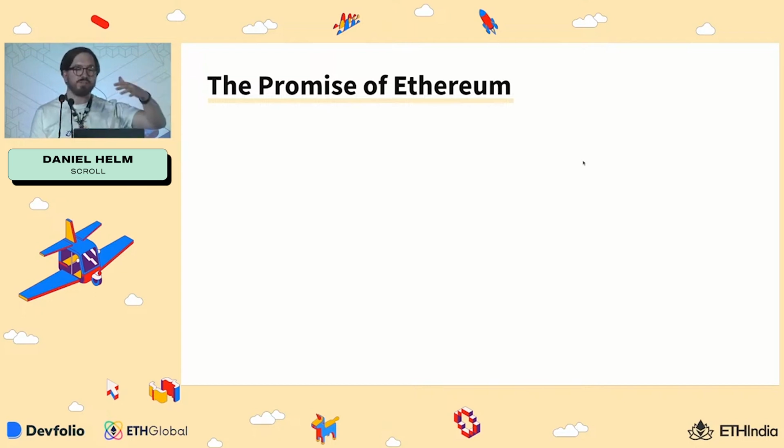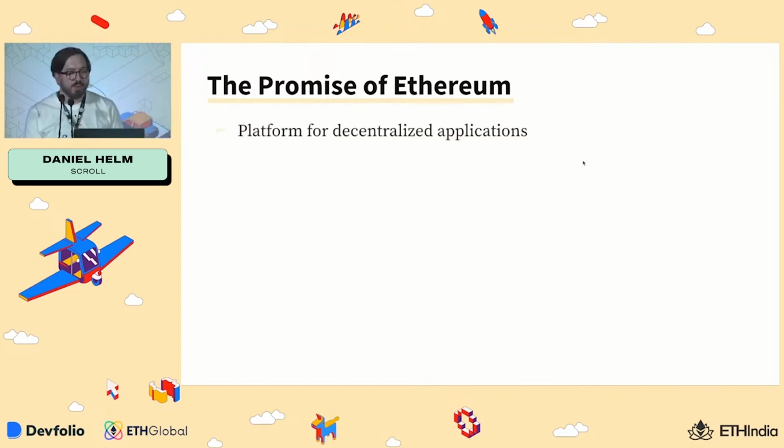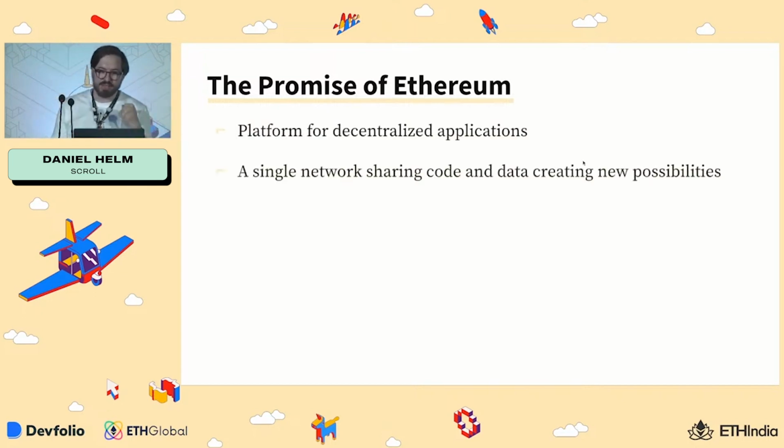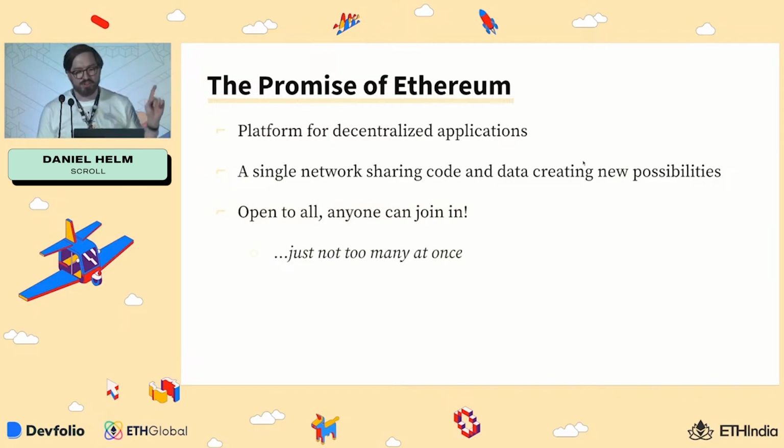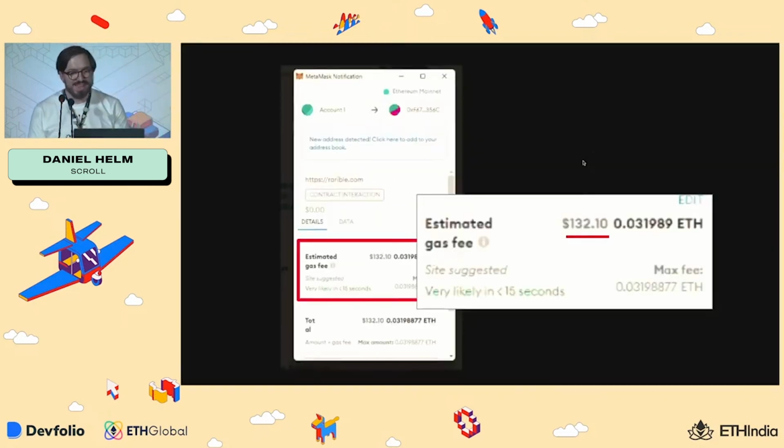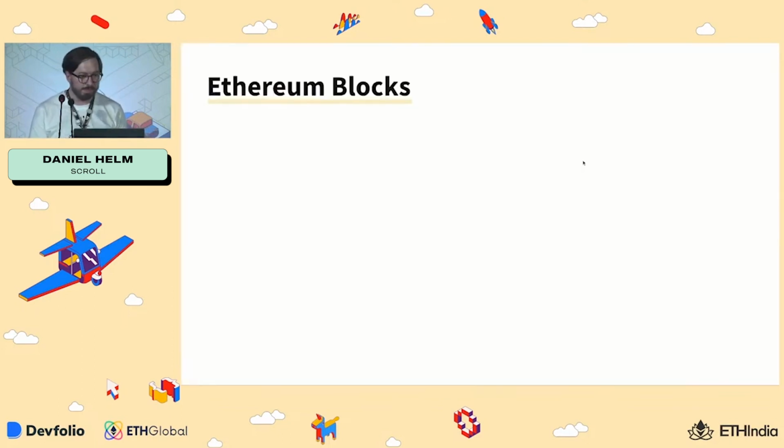We are all here because of the beautiful promise of Ethereum. We are a platform for decentralized applications. It's a single network where you share code and data, you create all these new possibilities. It's open to all and anyone can join in, just not too many people at once. Right? If too many people try to use Ethereum at the same time, you see a situation like this. You go to mint your NFT, swap your token, and it asks you to pay $132 in gas fees, right? This is a mess. This is not accessible. This is not the Ethereum that we want.